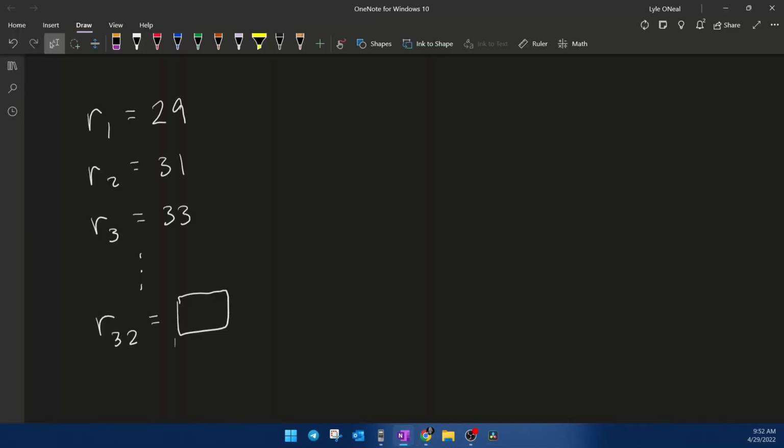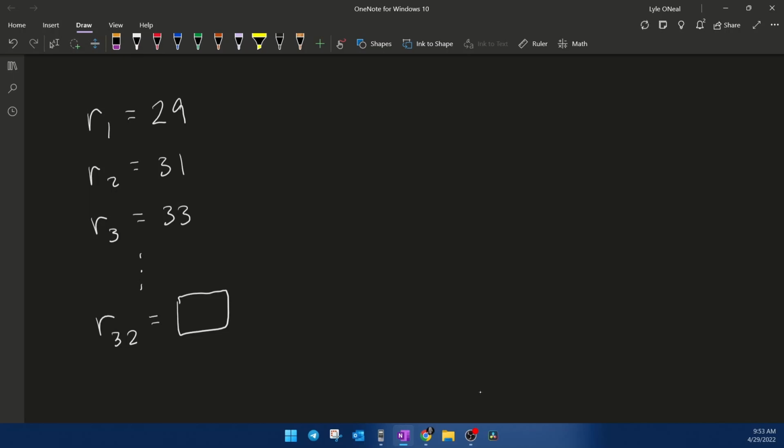Okay, so here in my scratch work, I have summarized the information given. R1 represents row 1. Row 1 had 29 seats. Row 2, 31 seats. Row 3, 33 seats, and then all the way down to 32 rows. So from 1 to 32, that is the total number of rows, and I need to calculate the total number of seats in the entire theater.